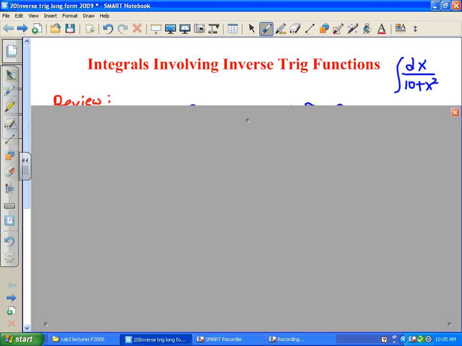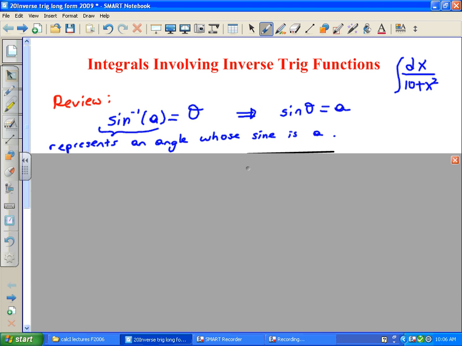Along the way, of course, we're going to learn other things as well, like how do you differentiate inverse trig functions, etc. But this is our ultimate goal, to be able to integrate things of this nature. So some quick review items.